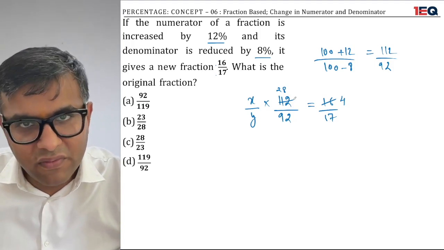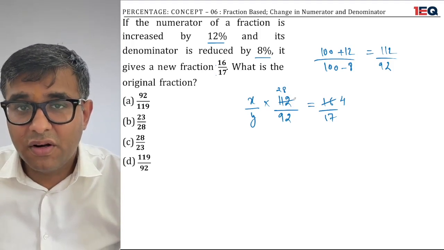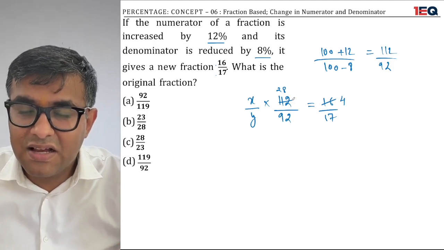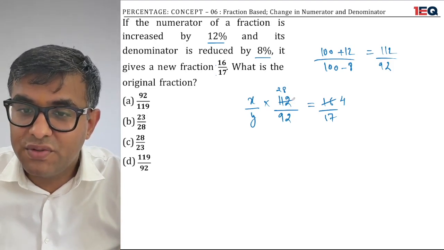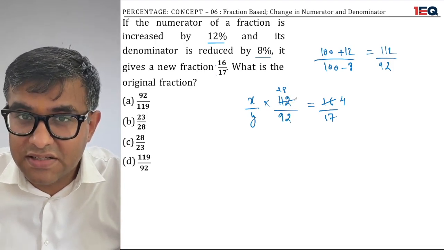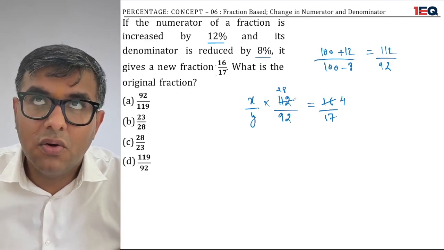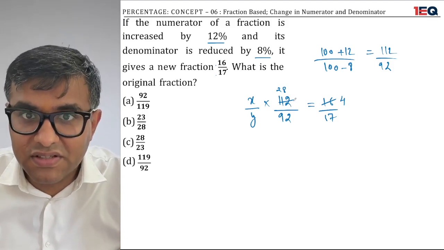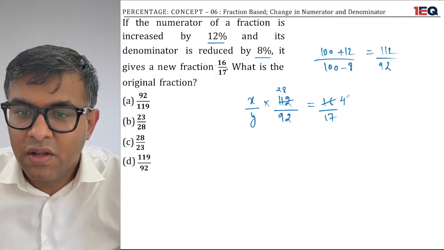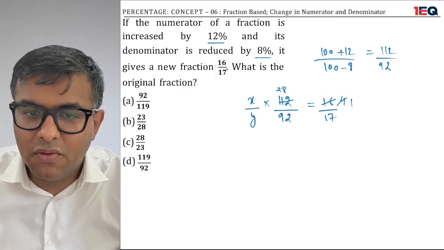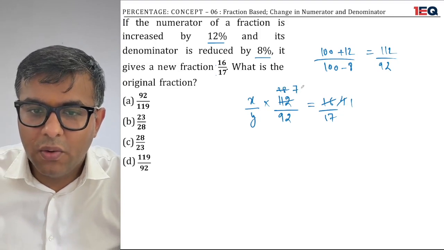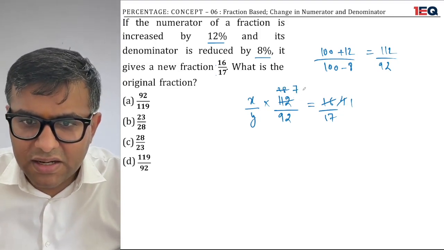Similarly, for 2, we have to check the last digit. For 8, we have to check the last 3 digits. For 16, we have to check the last 4 digits. So 4 ones are 4, 4 sevens are 28. Does 7 get cancelled over here?